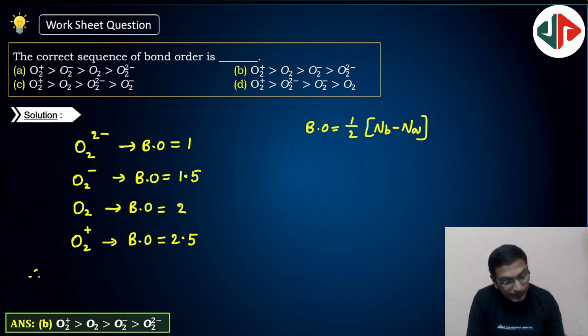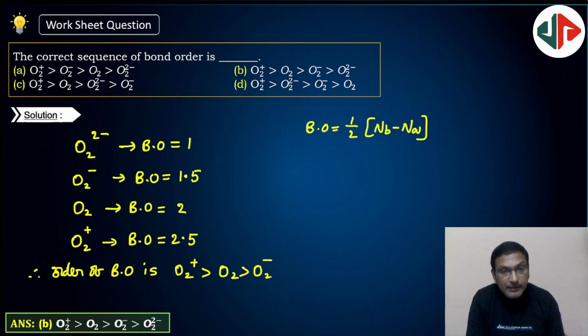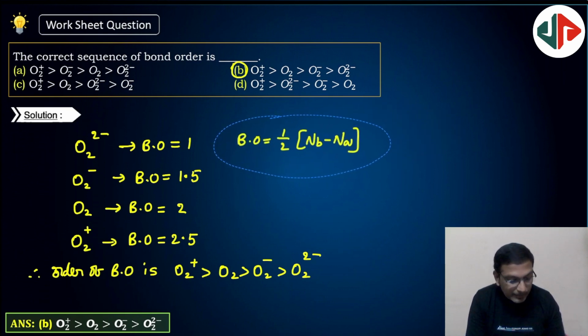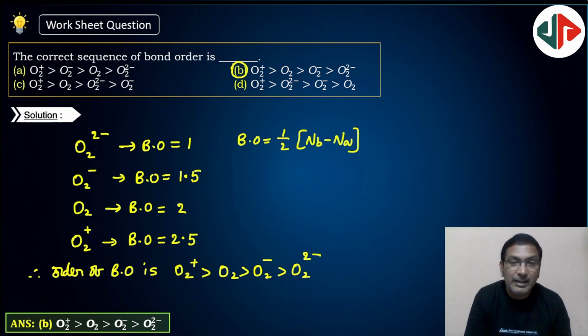So therefore, the correct order of bond order is, first one O2 plus greater than O2 greater than O2 minus, which is greater than O2 2 minus. So correct option B. So by using this formula, we can calculate from molecular orbital energy diagram.